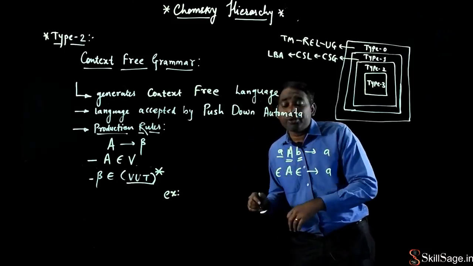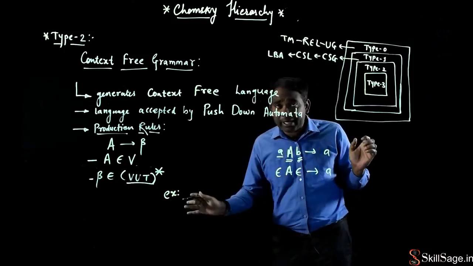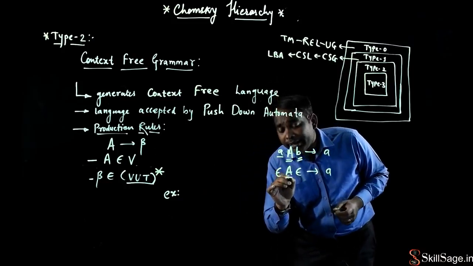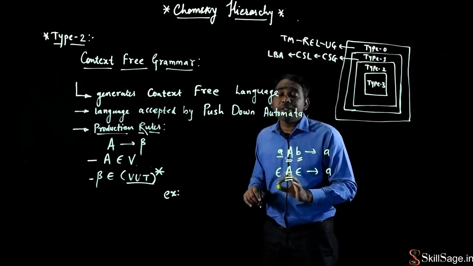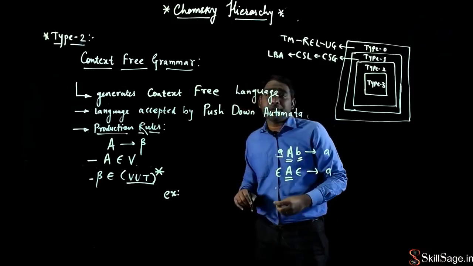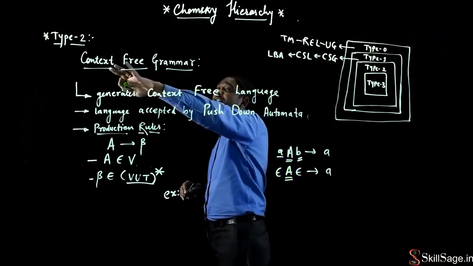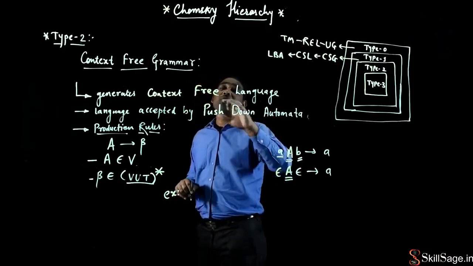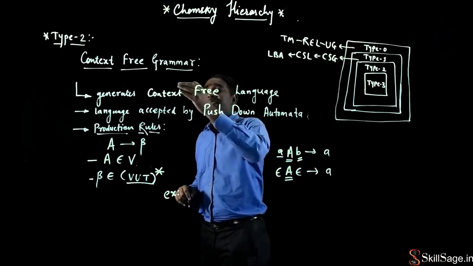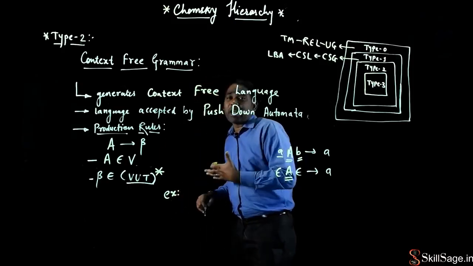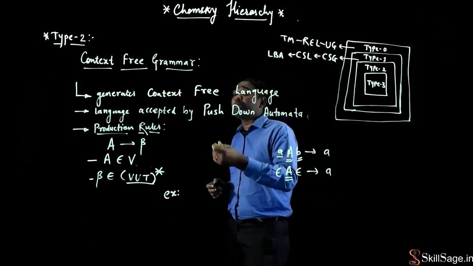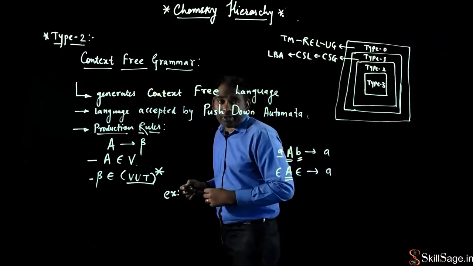In the left hand side of the production rule there should not be any context, it should be free from context, and that means what? It contains only one non-terminal symbol on the left hand side of the production rule. So here you come to know that it's a context free grammar, and this grammar generates a language called a context free language, and this language is accepted by one abstract machine or mathematical model called a pushdown automata. So what is the production rule for this context free grammar?